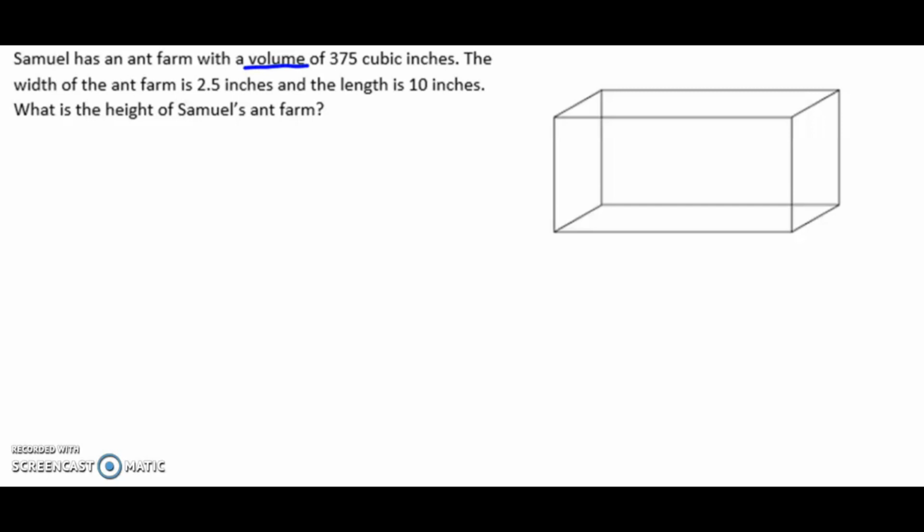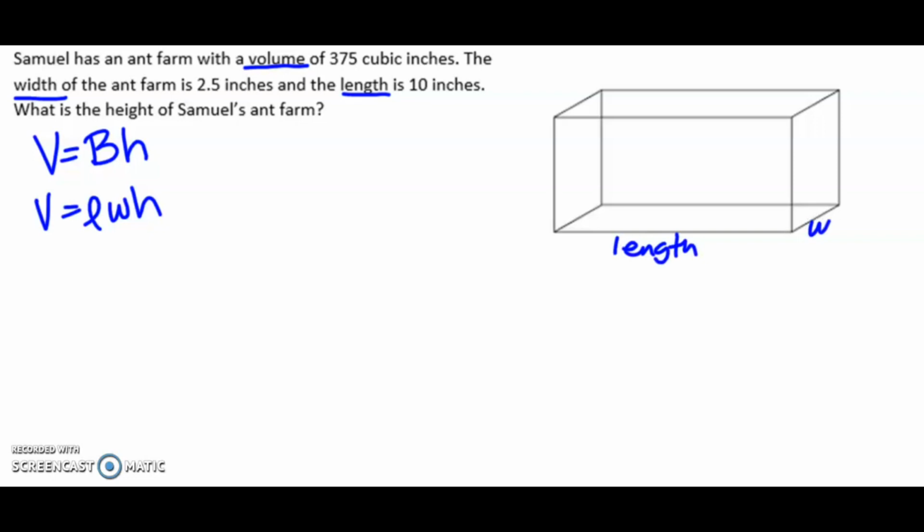So they give us a couple of things. They give us volume, they give us the width, and they give us the length, but they don't give us the height of Samuel's ant farm. Now, going back to our formulas, we know that volume of a rectangular prism is the area of the base times the height. That's the same thing as saying the length times the width times the height. That's just a cursive L, so don't freak out. Over here we have our length, over here we have our width, and over here we have our height.